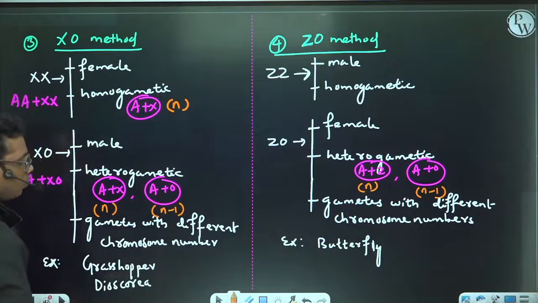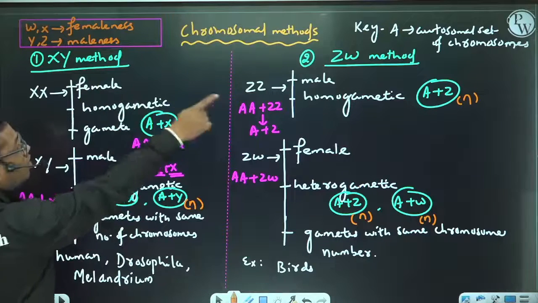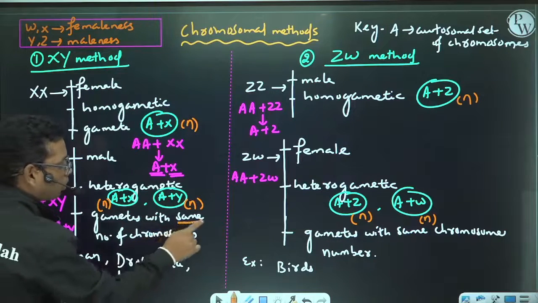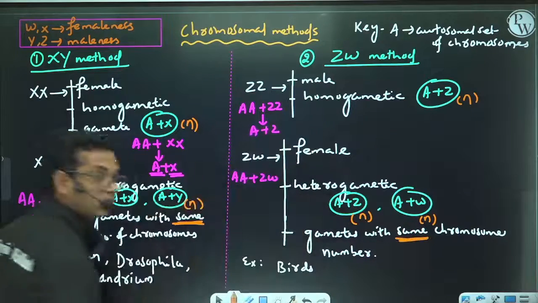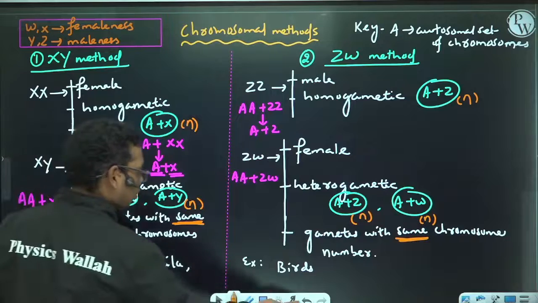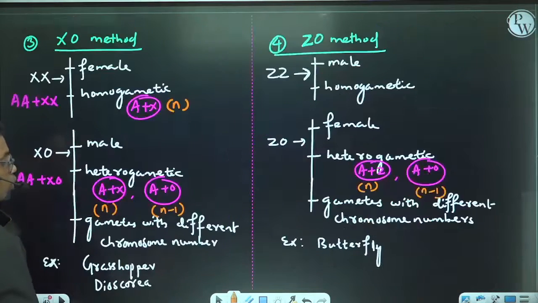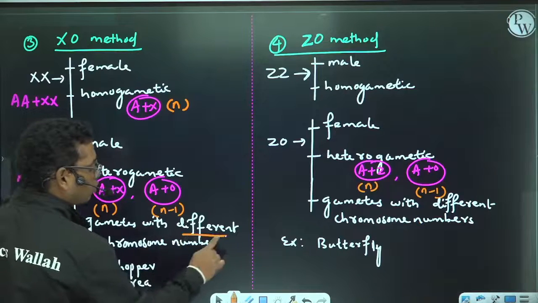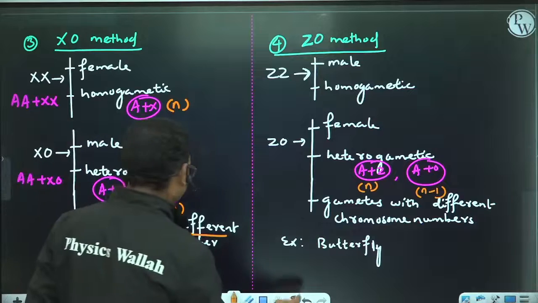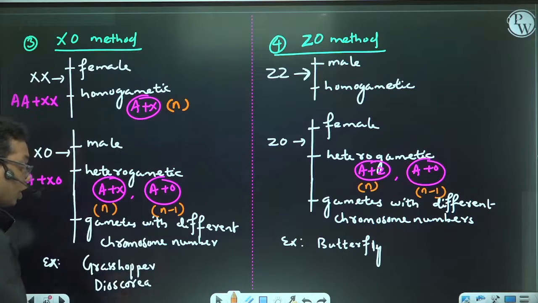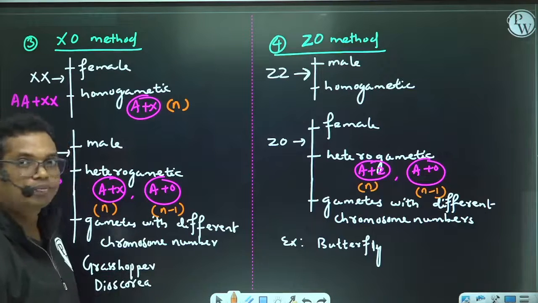But in case of the heterogametic condition in XY and ZW method, the same chromosome number is present. But in this case, the chromosome number is different. Clear? And this method is applicable in grasshopper and Dioscorea. Dioscorea is also a plant which shows abnormal secondary growth.